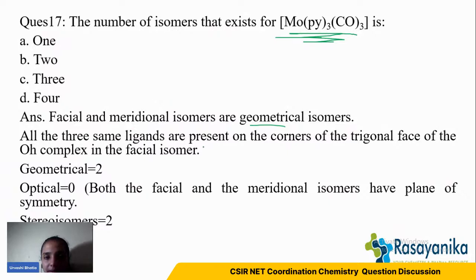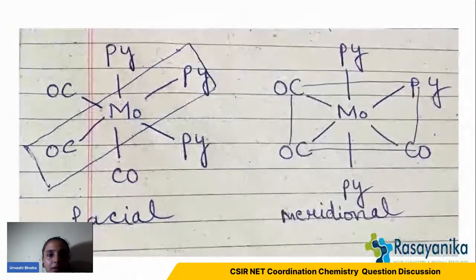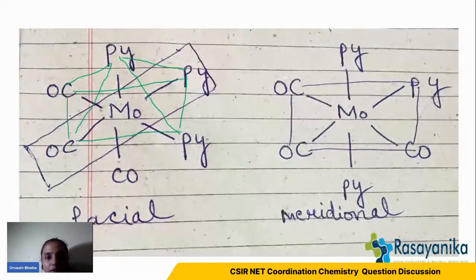In the facial isomer, all three same ligands are present on the corner of the trigonal face of the octahedral complex. I'll show it here. You can see that this is your trigonal plane. This is how we draw the octahedral geometry. This triangular part, and behind there is again a triangle, and downwards also you can do the same thing. So we have pyridine present. So this is the facial isomer.